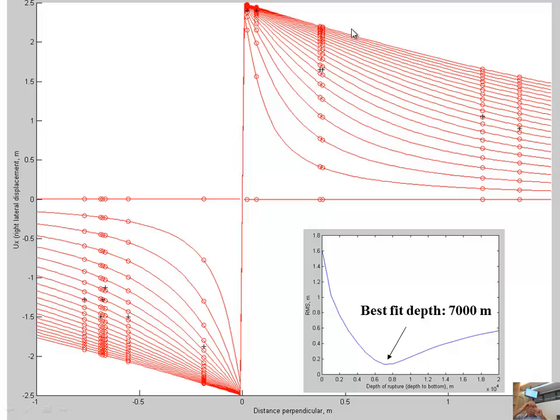So I show that when you're out at about 15 kilometers deep, it's too wide. It doesn't drop off as fast. And so this is just a quantification of that. So root mean square error is just the misfit between these calculated values and the observed ones. And so the misfit goes to some minimum and then gets worse again. So that's how I know the best fit is at 7 kilometers.